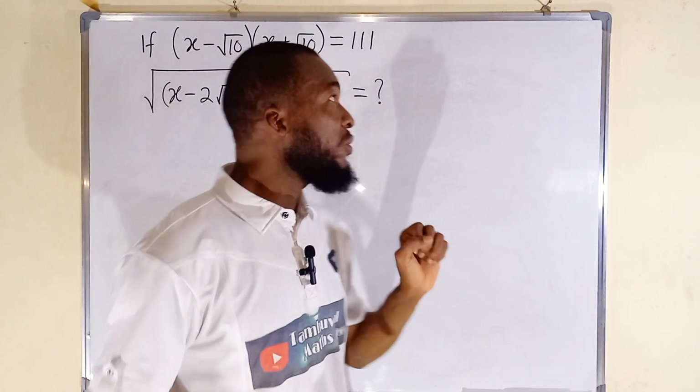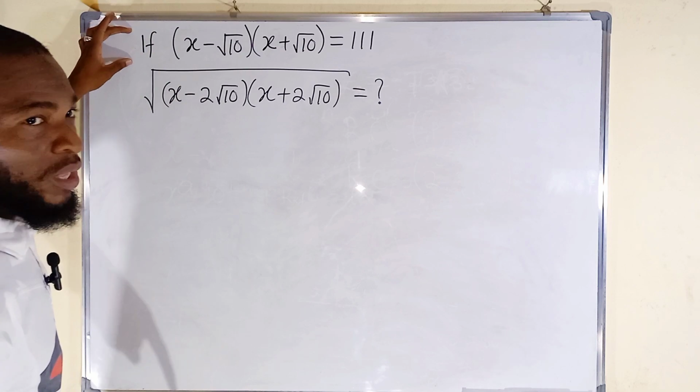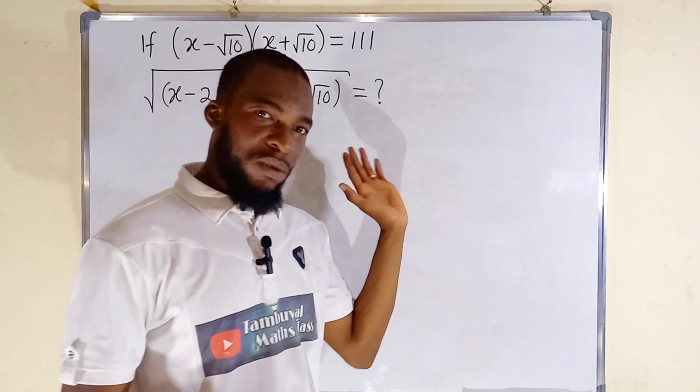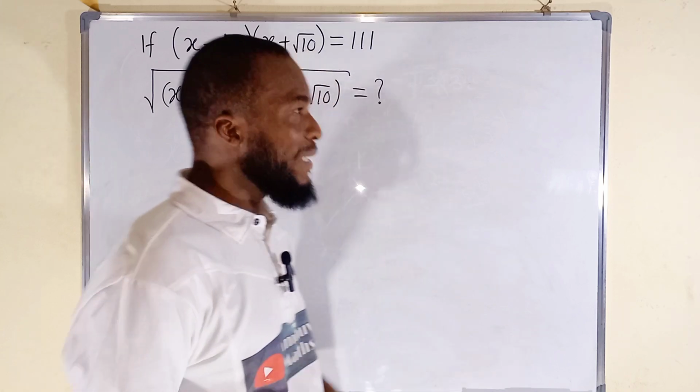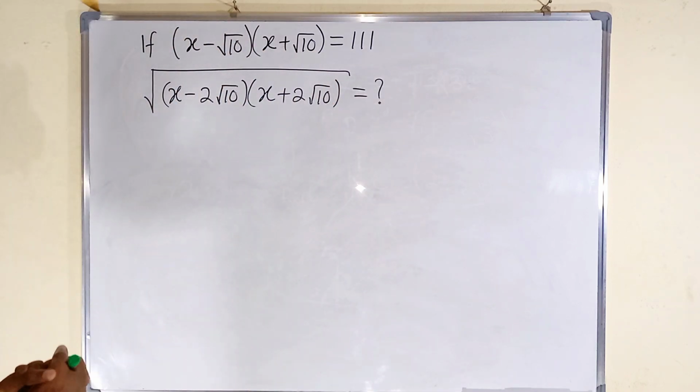The first one, we are going to solve for x in the first equation and substitute that value of x into the second expression, while the second method will be Olympiad standard. Okay, let's get started with the first method.